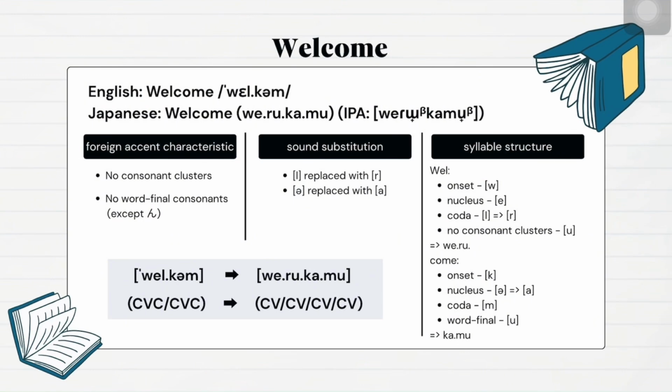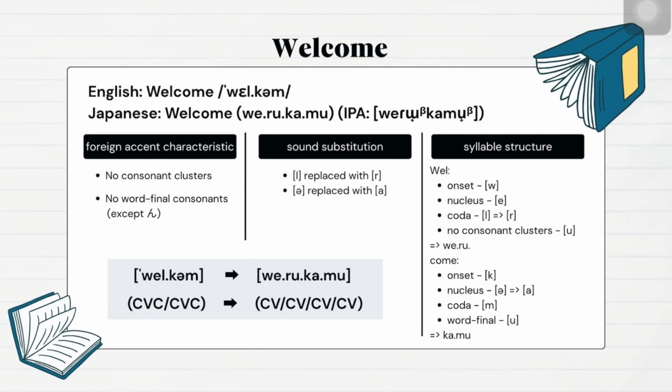In Japanese, the word welcome is pronounced as "weru-kamu" because of two foreign accent characteristics. The first one is that Japanese does not allow consonant clusters, which means that we won't see two or more consonants together in a word without a vowel in between. The second one is that there are no word final consonants in Japanese, except for the sound n. It means that the last sound in a Japanese word must be a vowel.